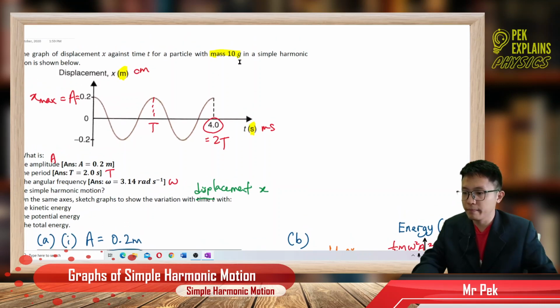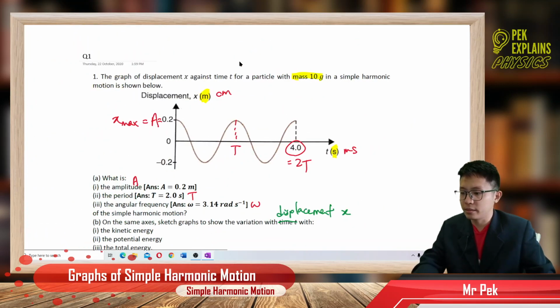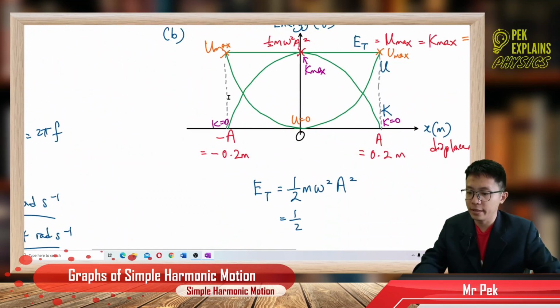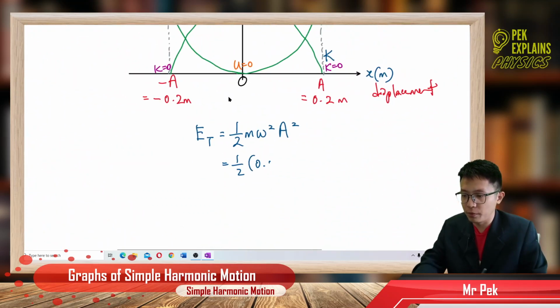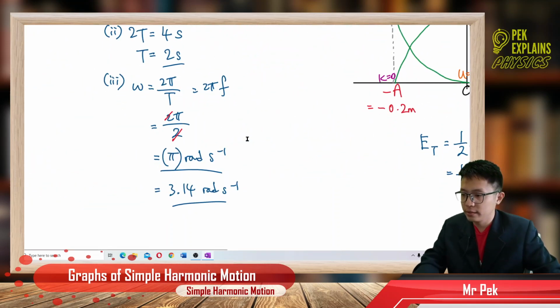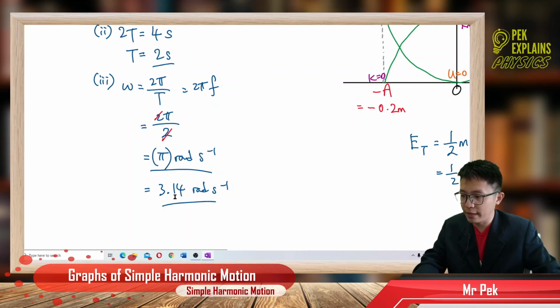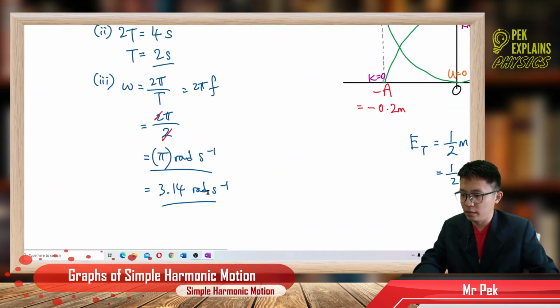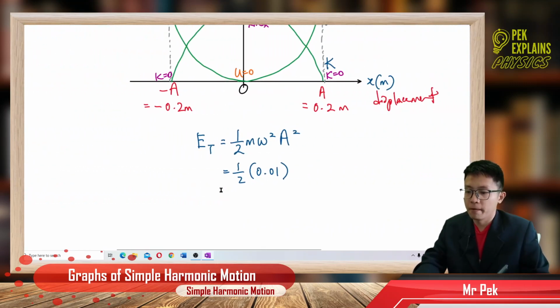You need to change it to kilogram, the SI unit. Divide by 1,000, so you have 0.01 kilogram. Now, what is our omega? Yes, we have omega, which is pi or 3.14, in SI unit per second. So that is 3.14 squared.